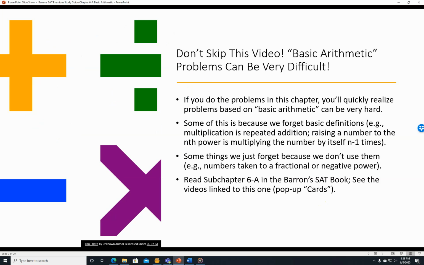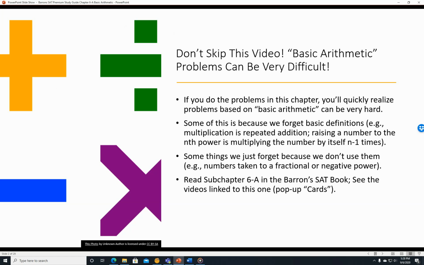Don't skip this video. Basic arithmetic problems can be very difficult. If you do the problems in this chapter in the Barron's SAT book, you'll quickly realize that problems based on, in quotes, basic arithmetic can be very hard. Some of this is because we forget basic definitions. For example, multiplication is repeated addition. Raising a number to the nth power is multiplying a number by itself n minus 1 times.